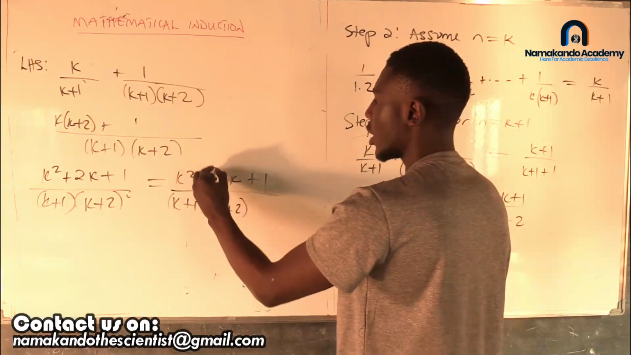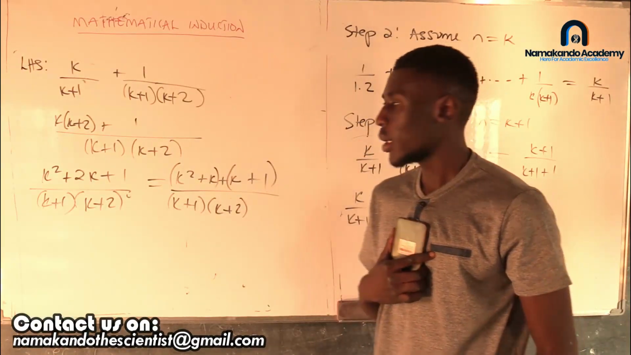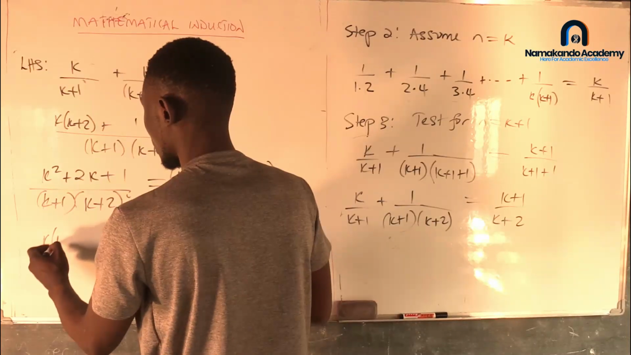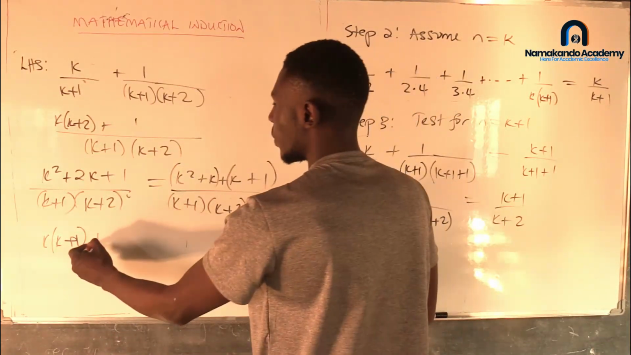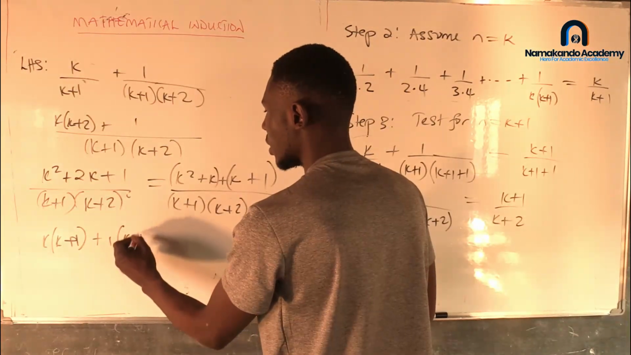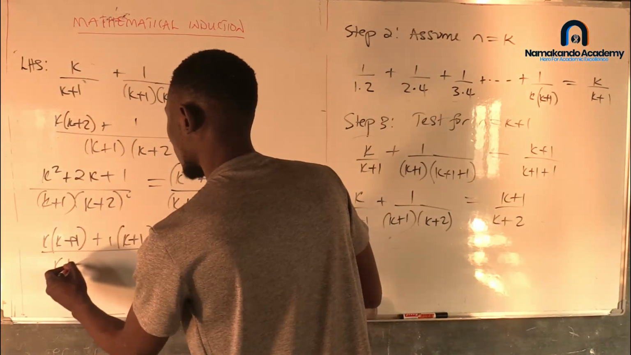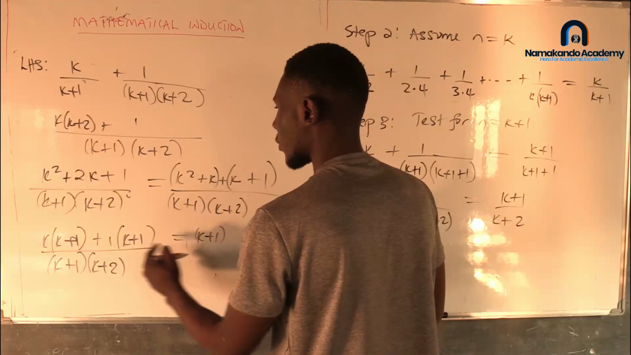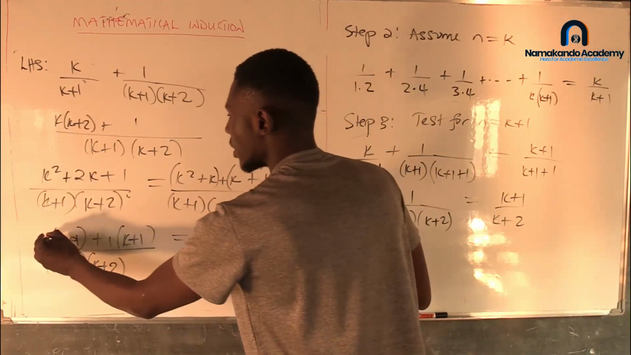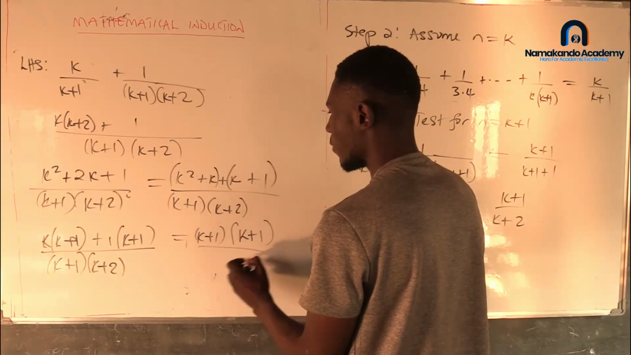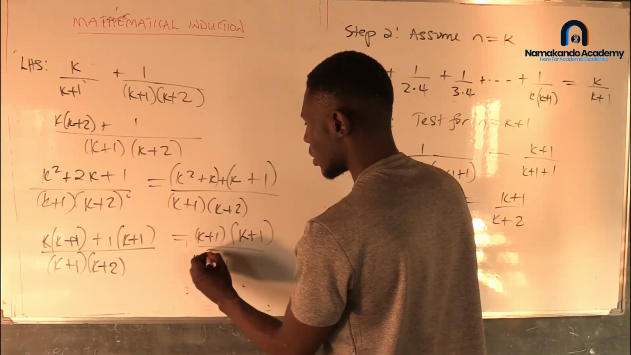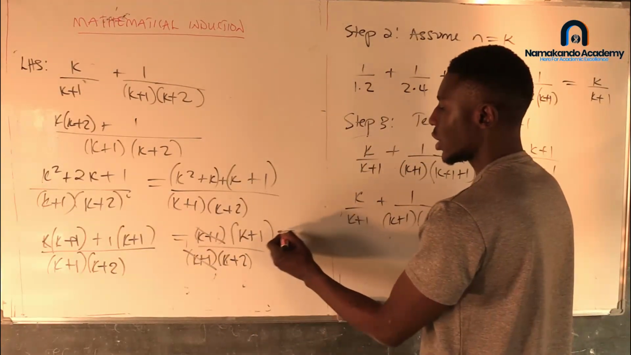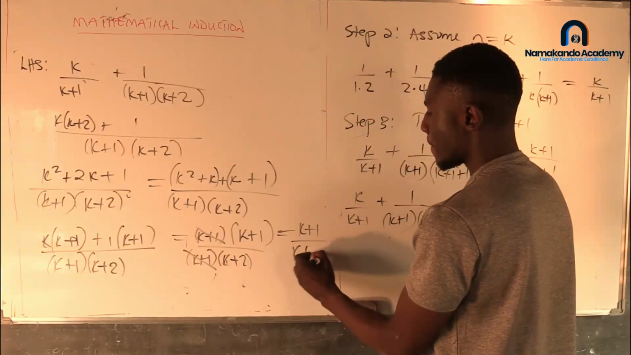2k plus 1. Now what happens is we factorize k since it's common. This gives us k open bracket k plus 1. Then plus here it is 1 which is common, so you have k plus 1. Everything over k plus 1 times k plus 2. So you have k plus 1 for what is inside, and what we have outside is also k plus 1, over k plus 1 times k plus 2. So this k plus 1 and one of the k plus 1 on top will go. Hence we have k plus 1 over k plus 2.